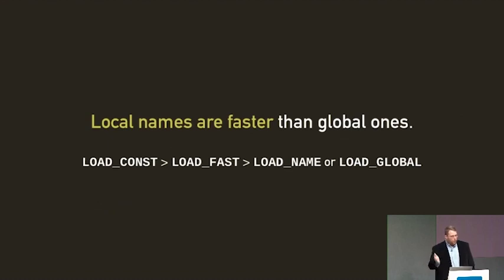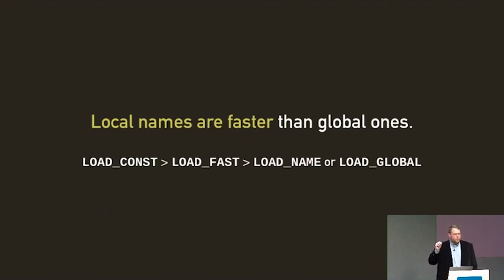Goes back to not all Python bytecode operations are created equal. Load name and load global are sort of slow because they have to do a lot of extra work, especially load global. Load global source code is kind of fun to read if you ever want to get an idea of how Python actually looks up a name. I'm going to have a link to where you can do that in a minute.